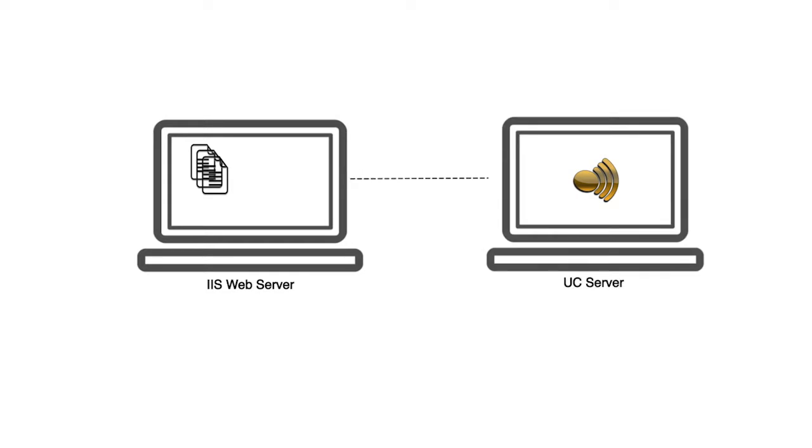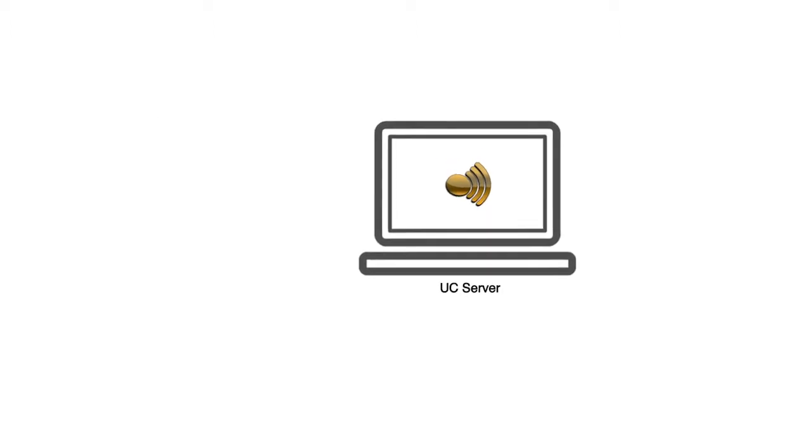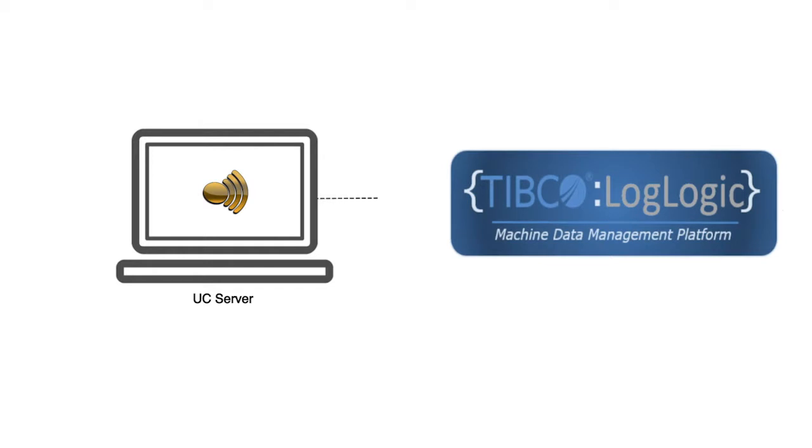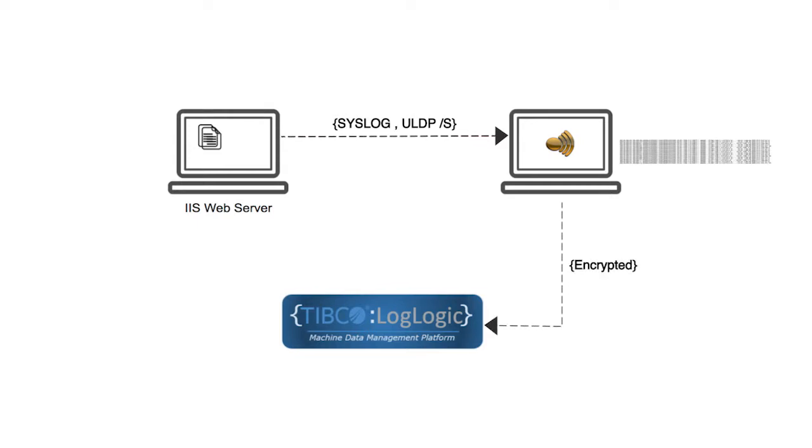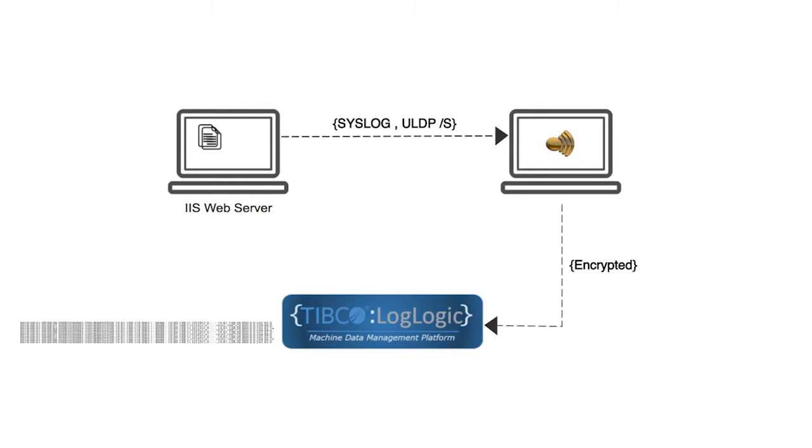So let's assume you have a UC on a server and the logs are on a different web server. UC's remote file collections help us to collect and send this data to a downstream server without having to install UC on that web server. In this case, an IIS web server is hosting the logs. This data is pulled by UC hosted on a different server using either standard Syslog or ULDP, and then UC forwards these logs onto an LMI server. These communications can also be encrypted for security purposes.